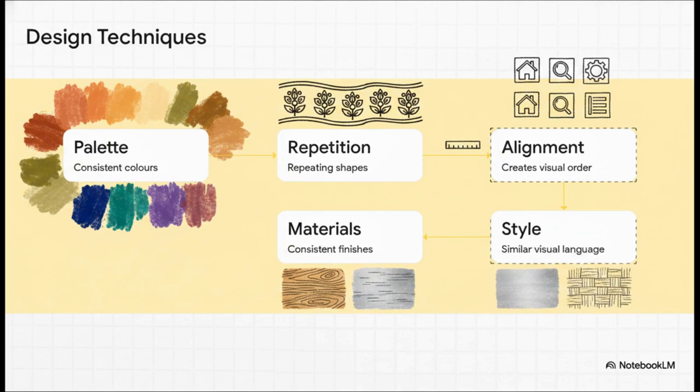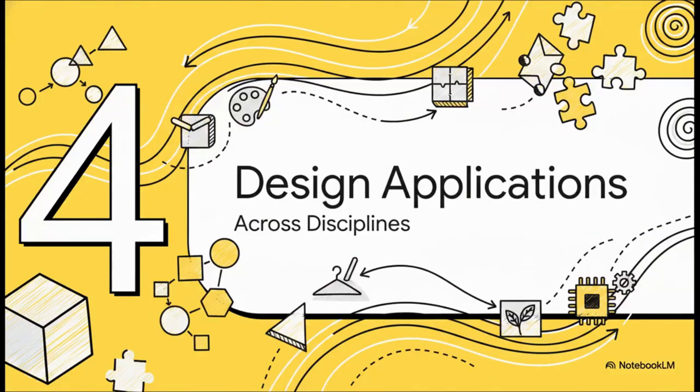Fourth, similar visual language. If elements share a style, like using all flat icons on your phone, it feels vastly more harmonious. And fifth, consistent materials and finishes. This is absolutely crucial in physical products, fashion, and architecture. You have to select elements that support one common visual direction. Next up, Section 4, Applications across design fields.